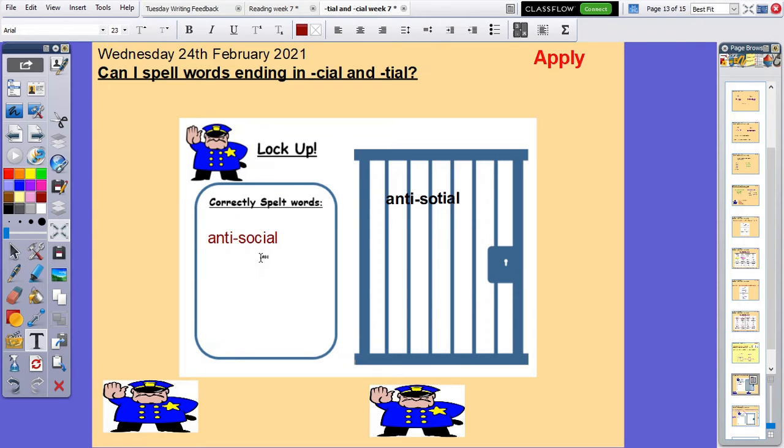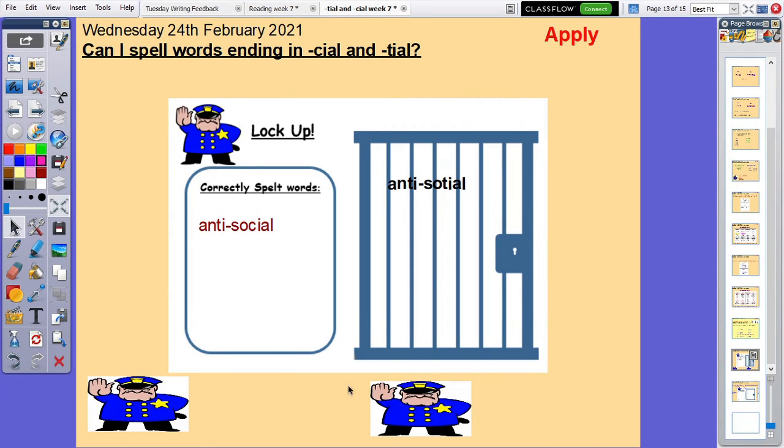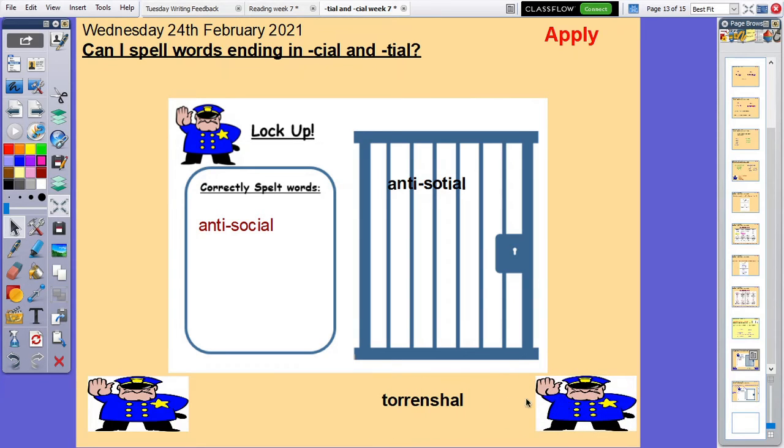So anti-social. Let's have a go with this one. The first thing I have to do is work out, is that correctly spelt? Now this word came up on your Fix It 4 in a row game on Monday. Torrential. Well, I've spelt that phonetically, but it isn't correct. It's phonetically plausible, but it isn't correct. So I'm going to put torrential in the lockup. So it's gone to jail, and then I'm going to correct it.